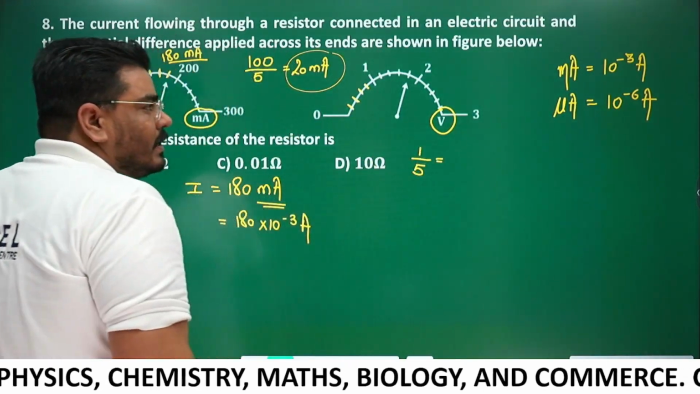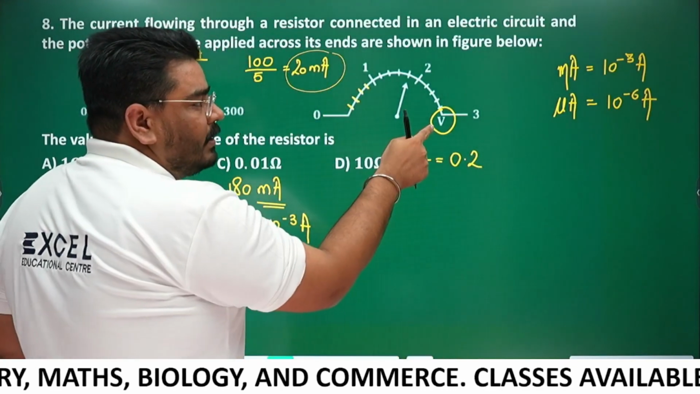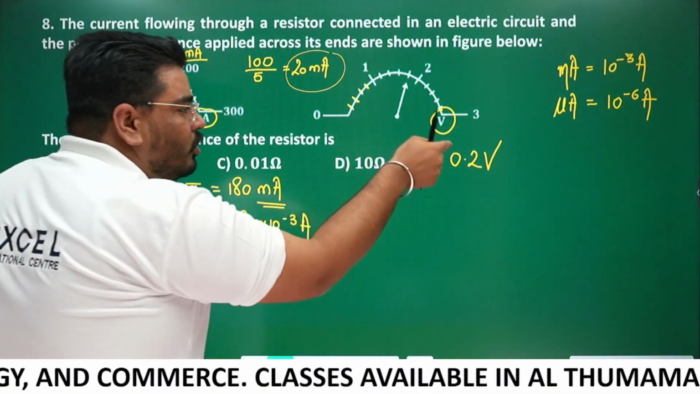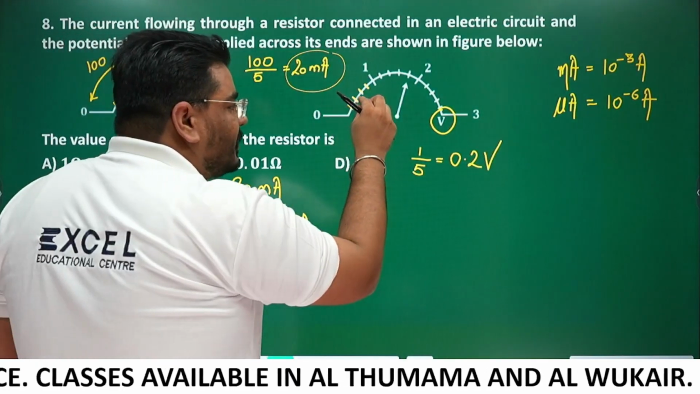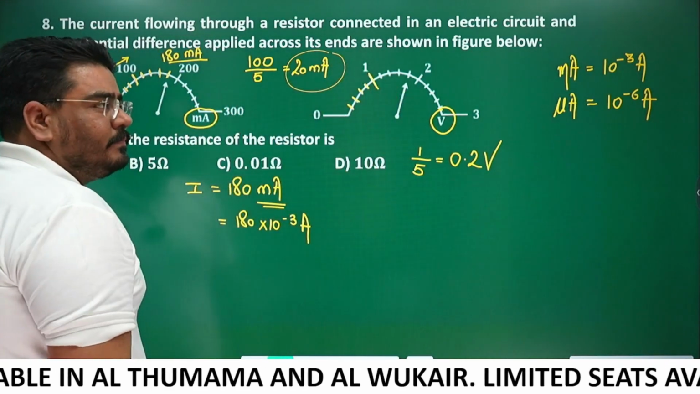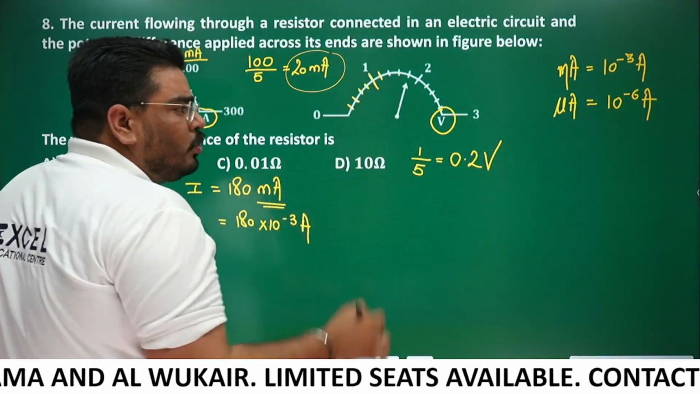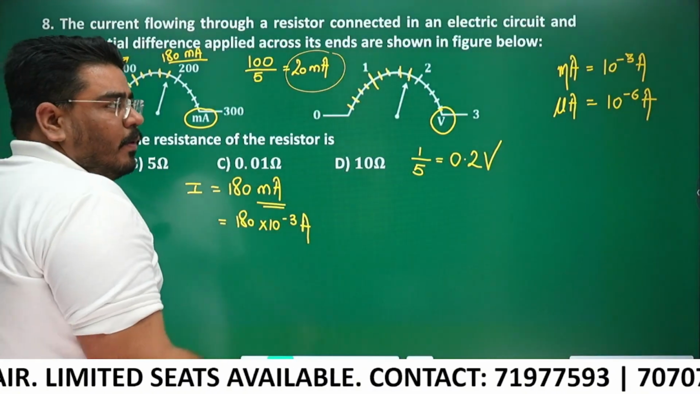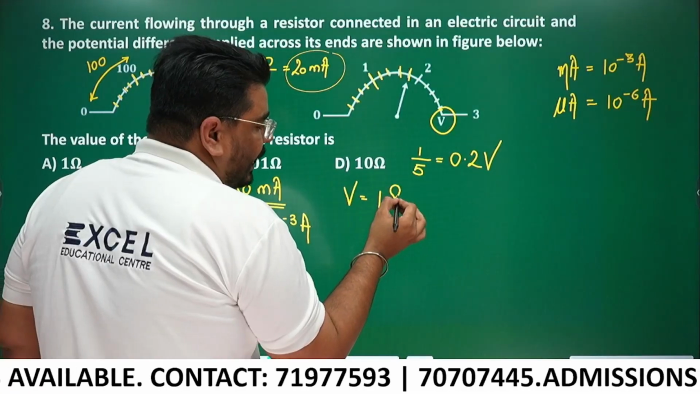Sir, each division will give me what? 0.2. Sir, 0.2 what? Check the unit. Volt. So 0.2 volt. Now I know every division is 0.2 volt. So if you start from here, obviously it is ahead of 1. 1, 1.2, 1.4, 1.6, 1.8. So the voltmeter's reading is how much? 1.8 volt.